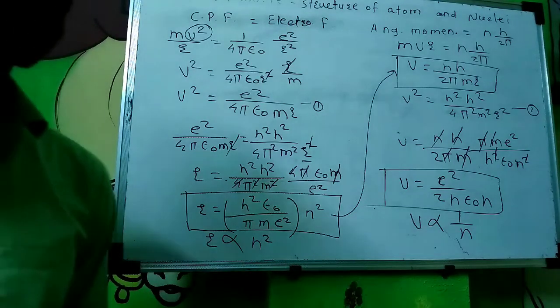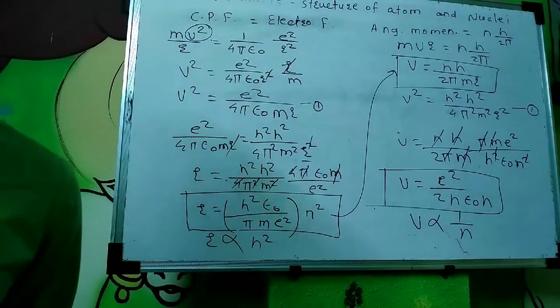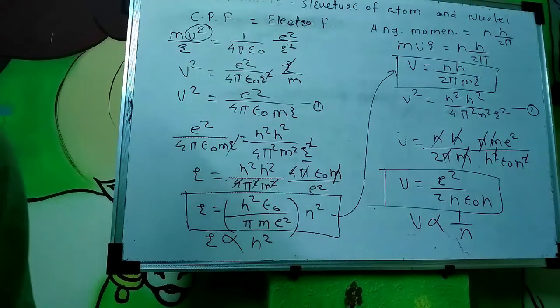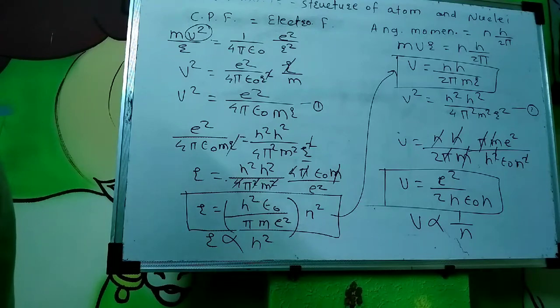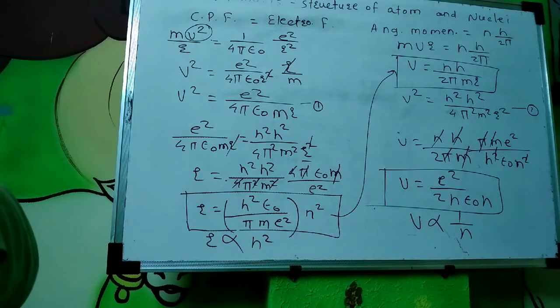Now we have also seen Bohr's postulates. Bohr modified the theory of Rutherford and gave a satisfactory explanation for the unstable electronic revolution.